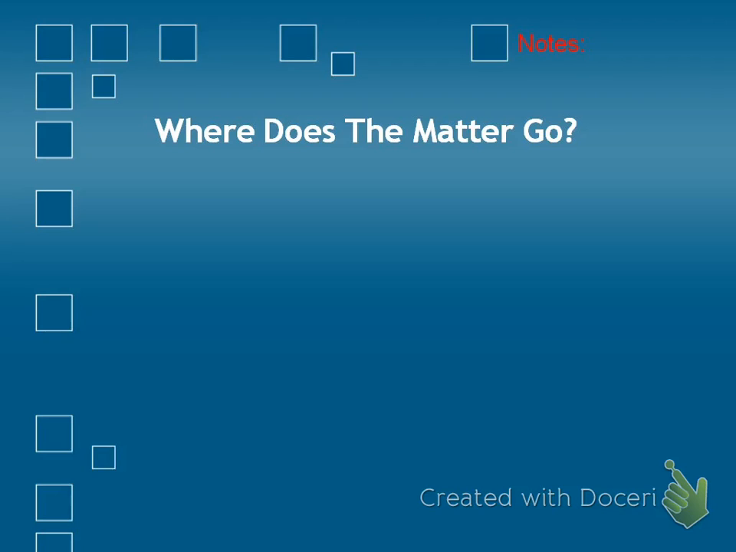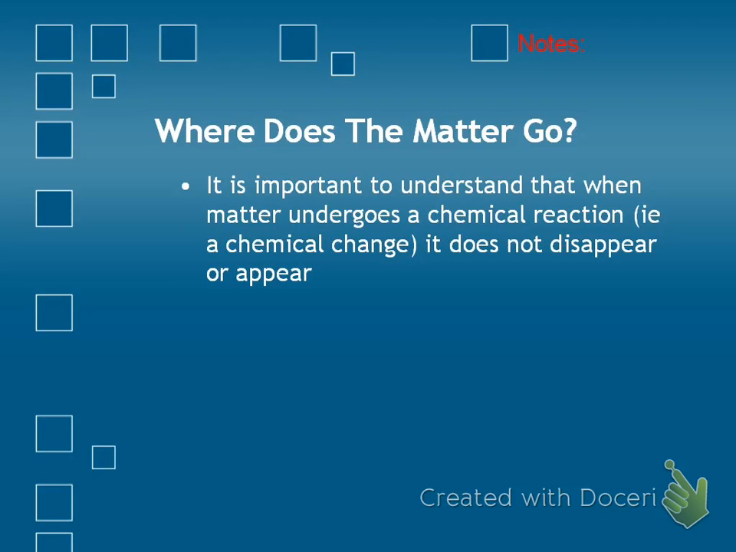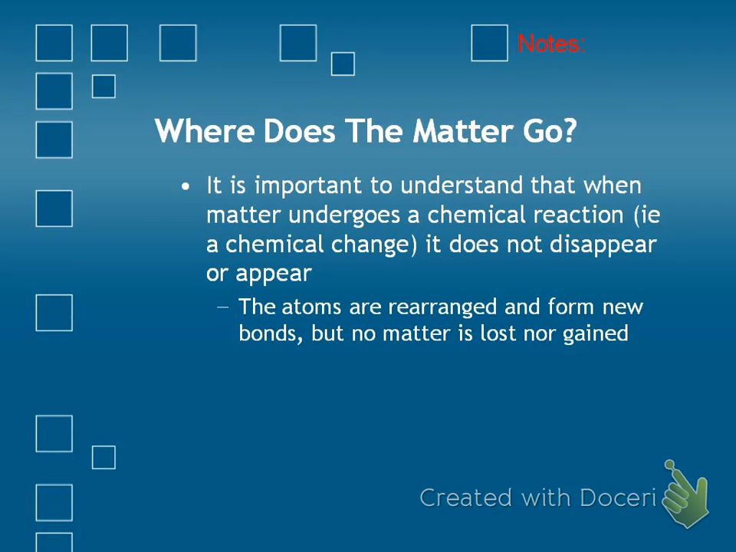The first thing you have to understand is that when chemical reactions take place, matter changes. It's called a chemical change, but matter does not disappear or appear. The molecules and atoms just get rearranged and form new molecules and atoms. The matter is not lost, nor is it gained. Just new bonds are formed, so think of it as getting rearranged.